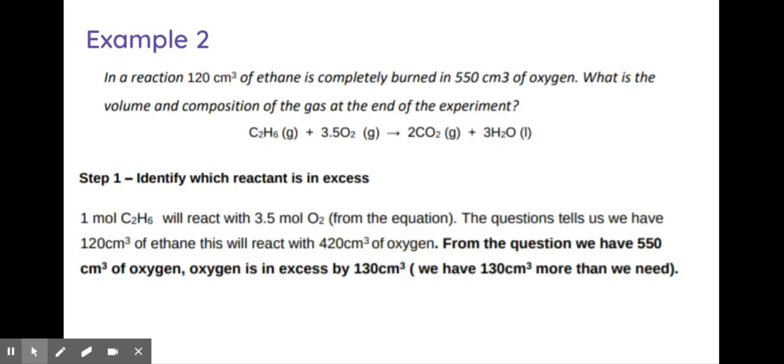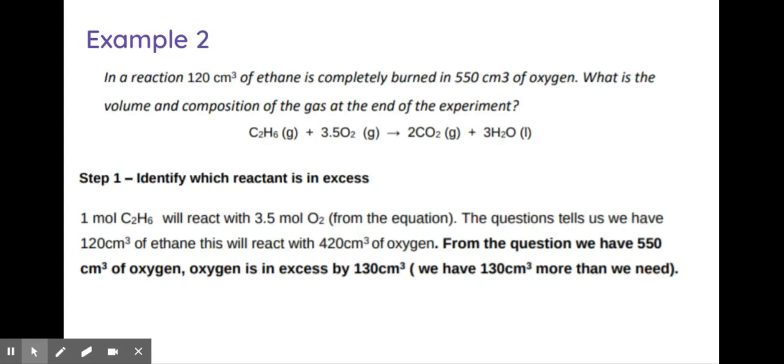In the question, it tells us that we have 550, which obviously is in excess of what we need, by 130 centimetres cubed. So at the end of this question, that's going to need to be included in our gas mixture. That has not reacted with the ethane. That oxygen gas is just sitting there in the product mixture. So we're going to have 130 centimetres cubed of oxygen.